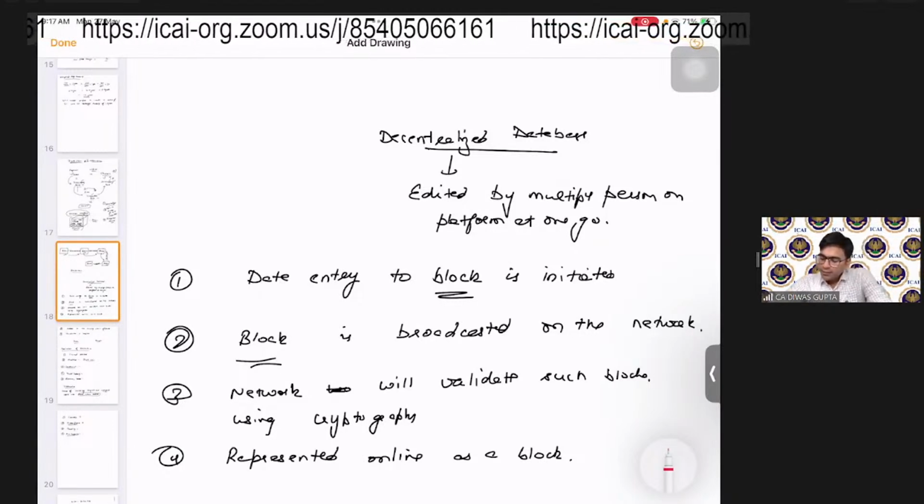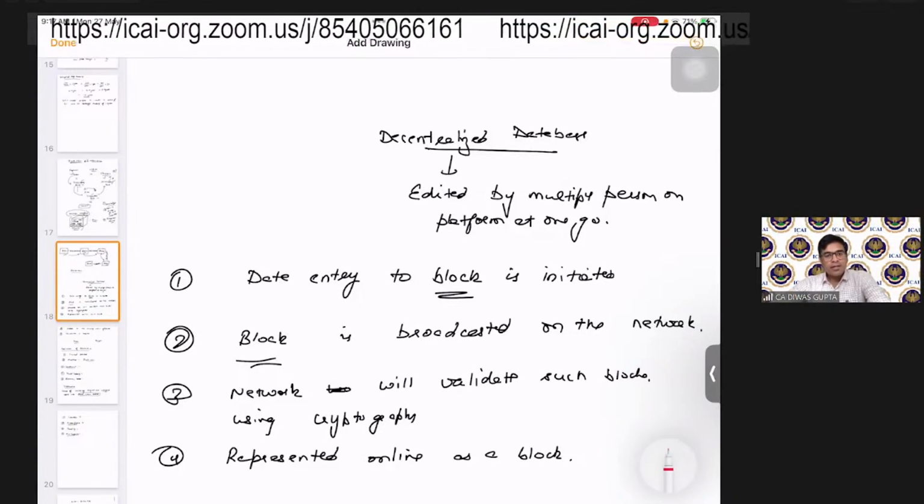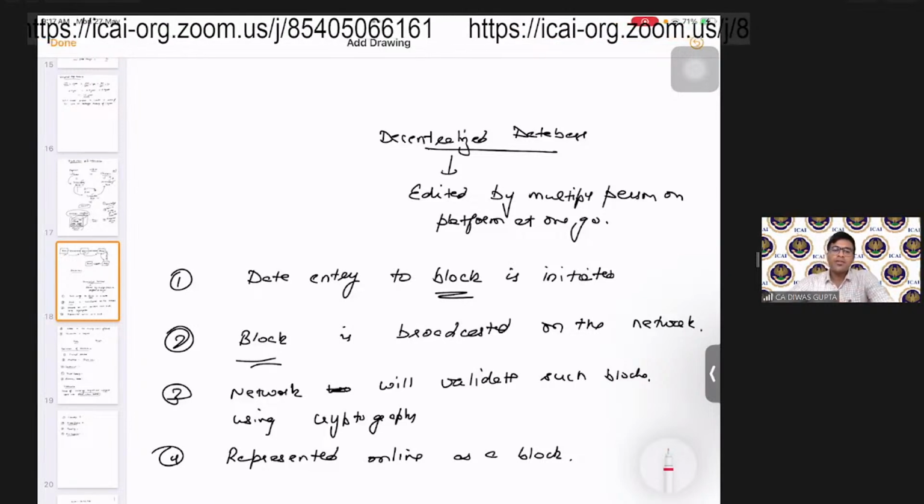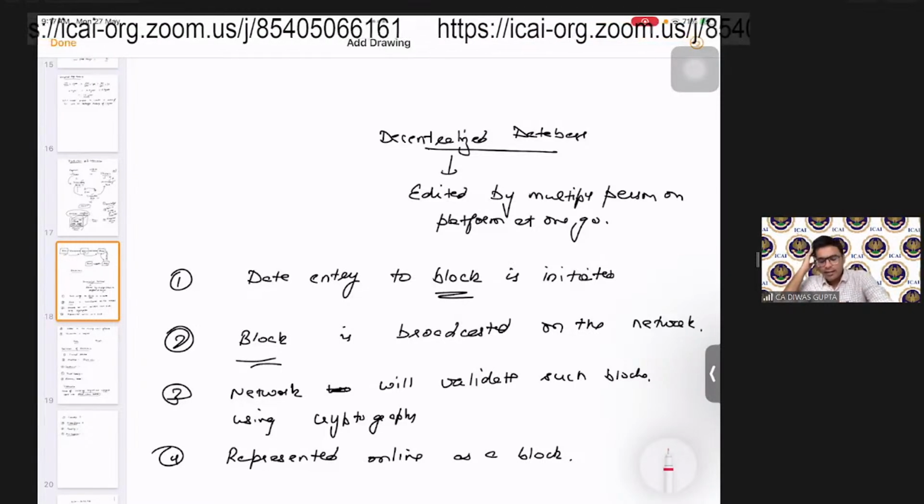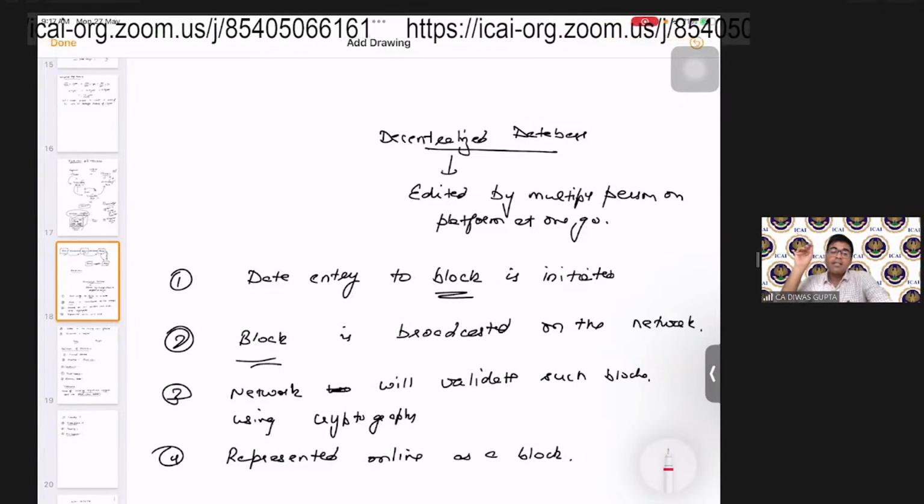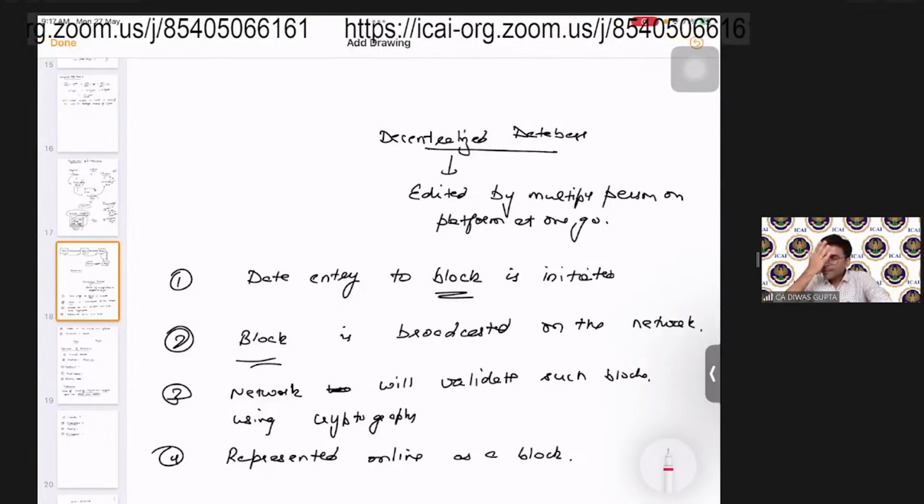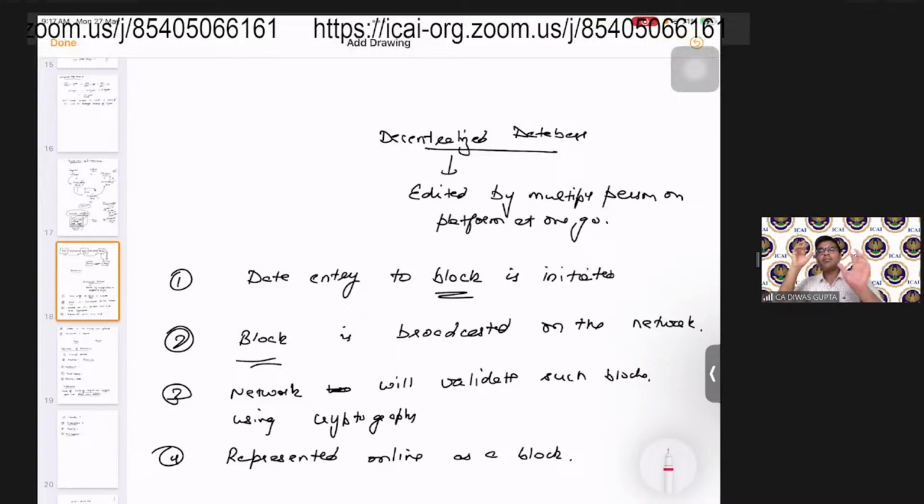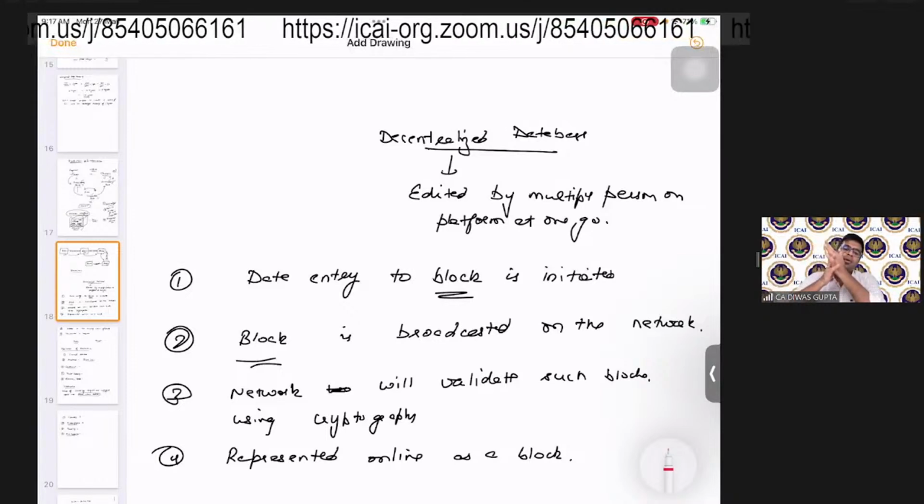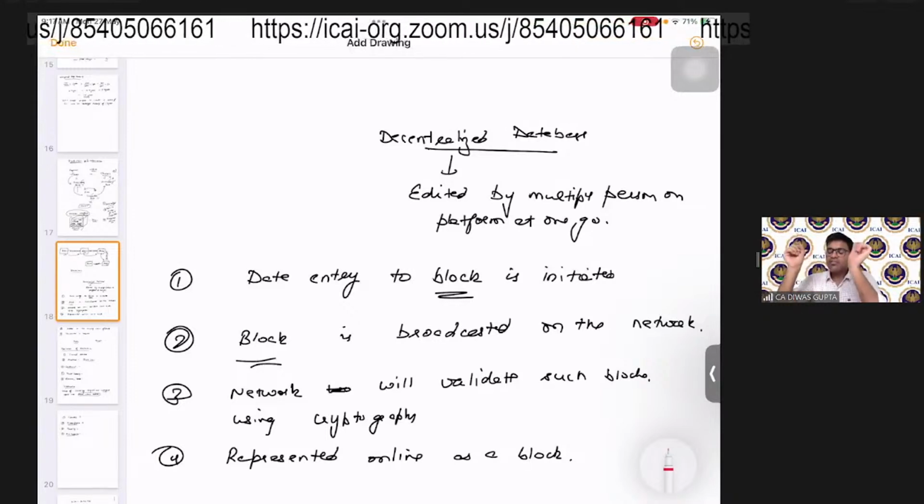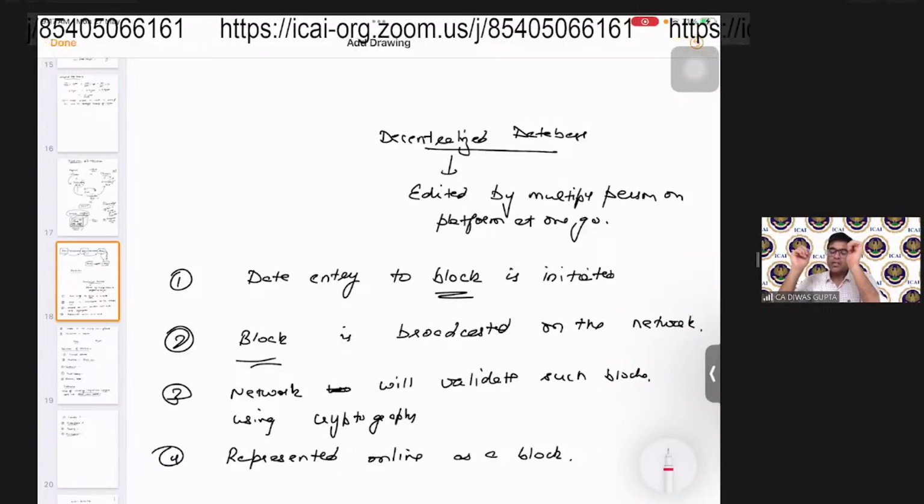Yeah. Then data entry to block is initiated. Now this is the process. First of all, someone will initiate the data entry to the block. Then second, the block is broadcasted on the network. Once the data entry has happened, that block will be made visible to the people who are there on the network. Now that network will validate such blocks using cryptography.